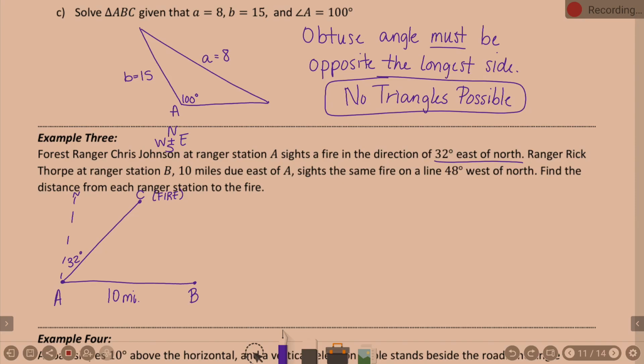So if it was north and east, then it would be on the inside of the triangle? It would be that angle right there. Yeah, it would be. Okay, now, focus.